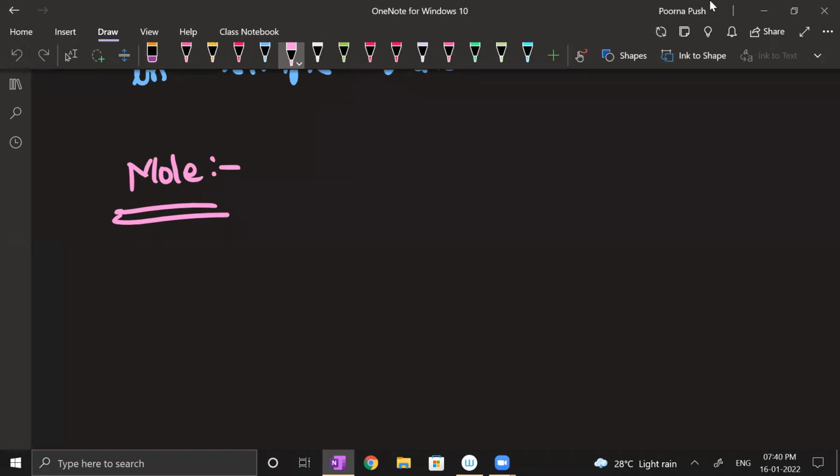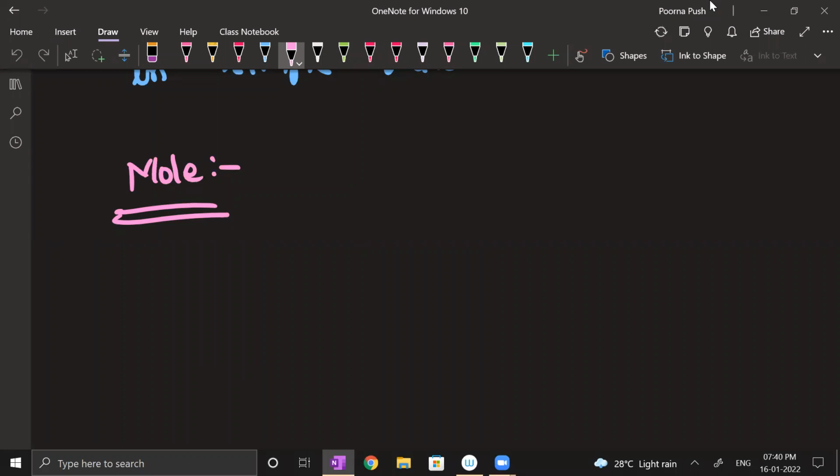Now look, what is the definition for mole? Does anybody know what the definition for mole is? Amount of substance present in 12 grams of carbon-12 atom. Okay.